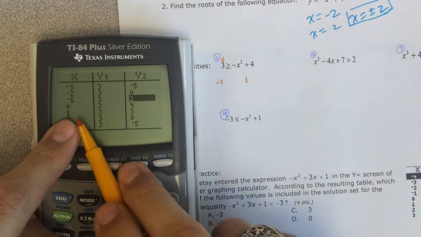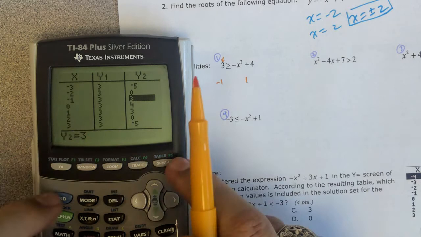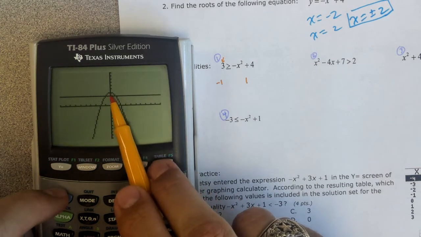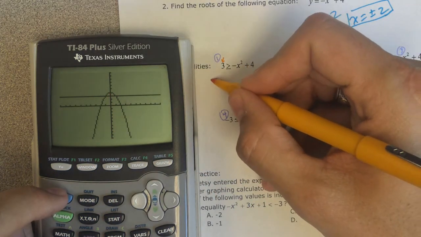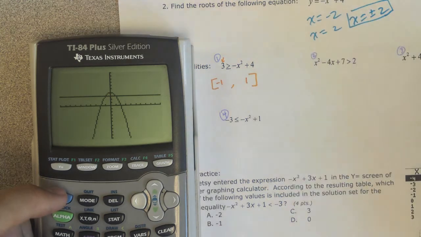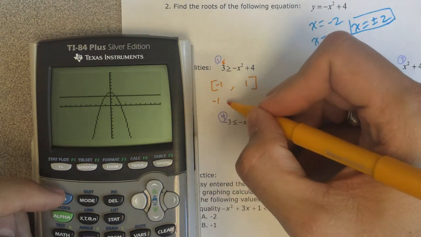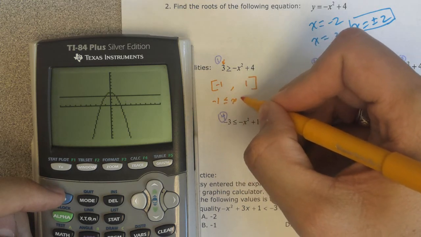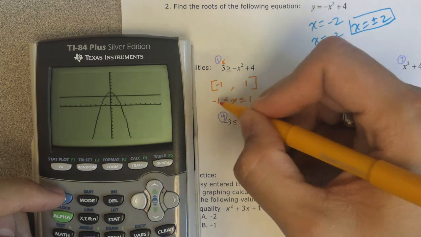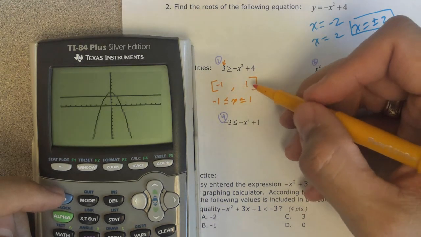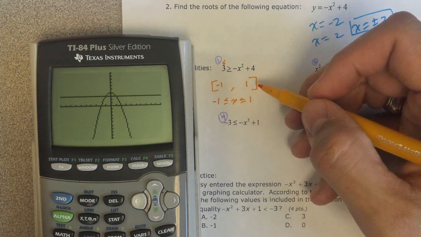But because these are inequalities, because we want everything in here, we write it as an interval. You may also see it written as -1 is less than or equal to x less than or equal to 1. Either way works, doing an interval notation is perfectly fine for me.